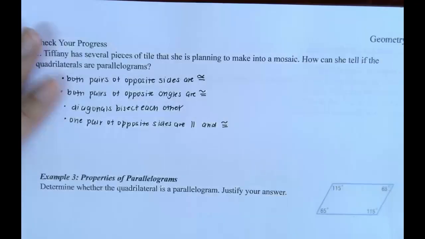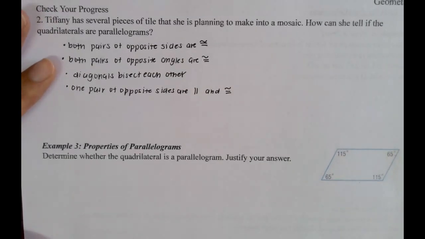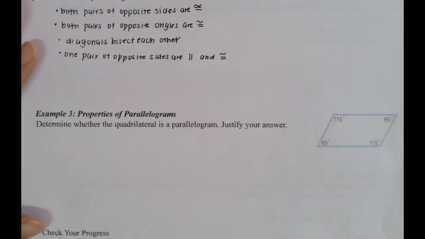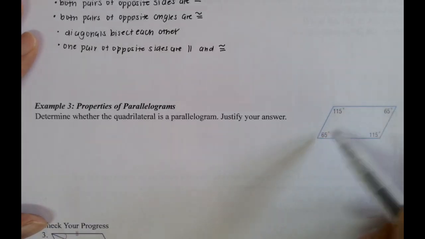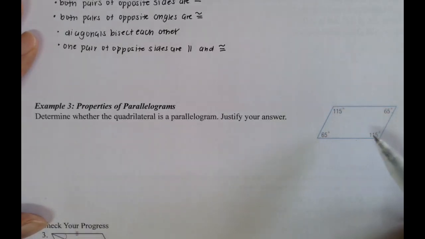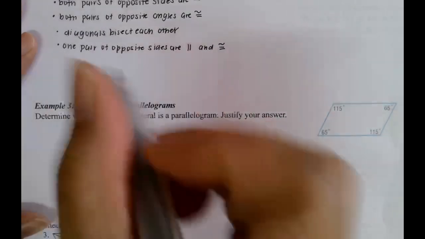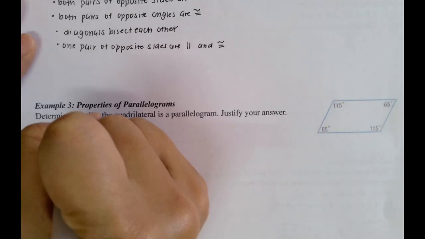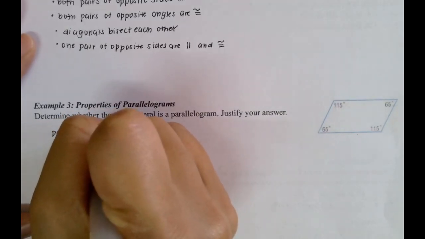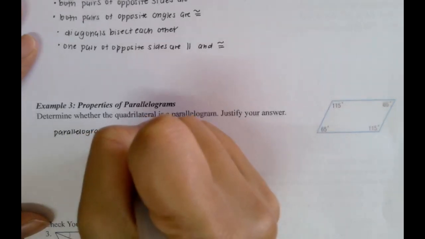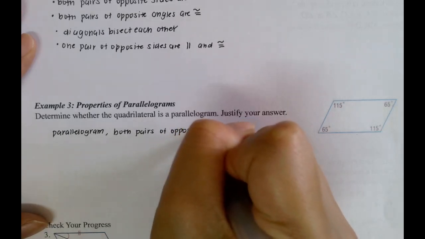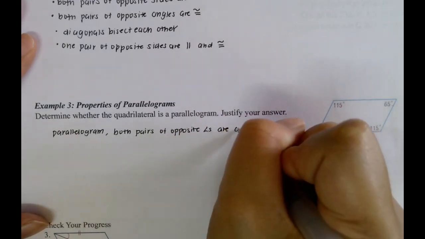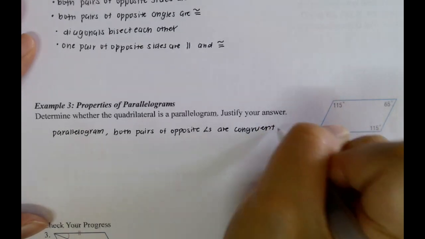Okay. So our next example is example 3. We're going to determine whether the quadrilateral is a parallelogram, and we're going to justify our answer. Okay. So here, I see that opposite angles are congruent. So that means that this is a parallelogram. And my reasoning: both pairs of opposite angles are congruent. And there you go.